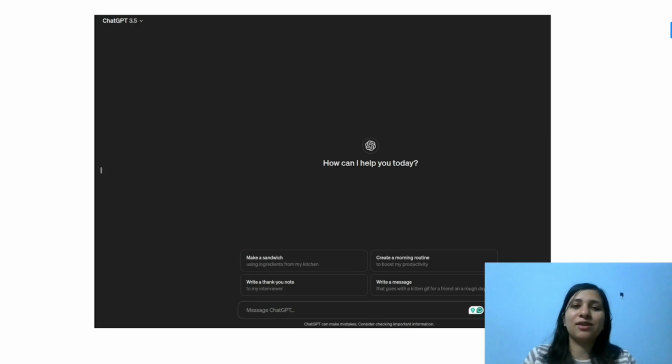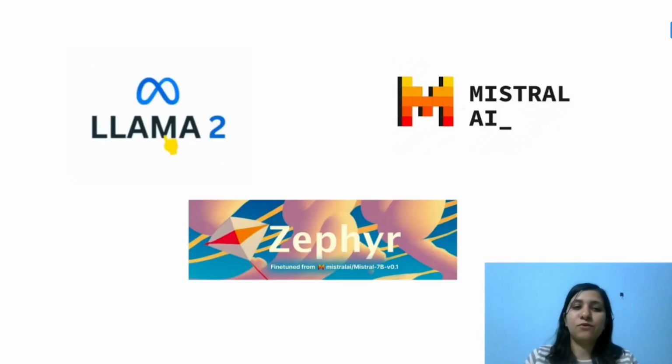Let's look at what large language models are available. The popular example, ChatGPT, uses LLMs like GPT-3, GPT-3.5, etc. And we have Llama 2 by Meta, Mistral, and other LLMs. We also have a greater number of other LLMs which you can use for your tasks.